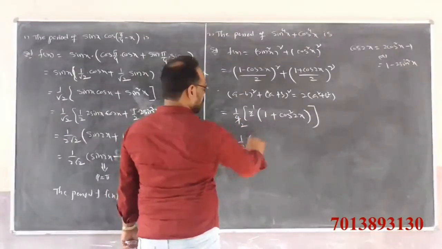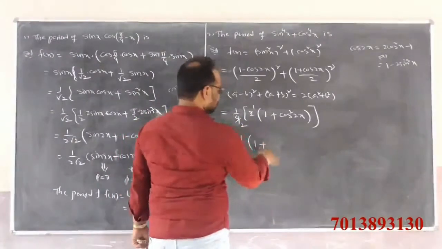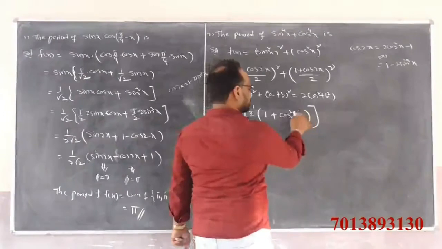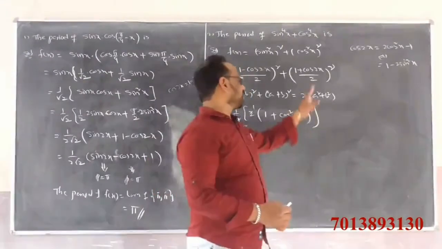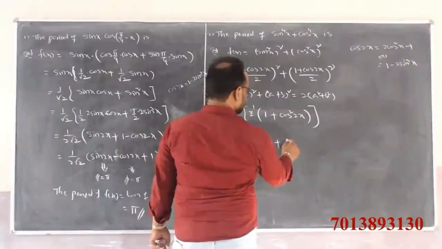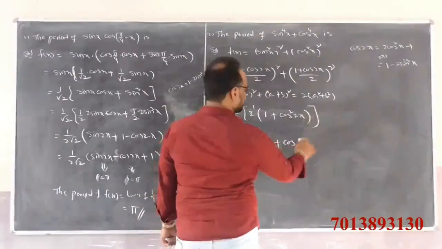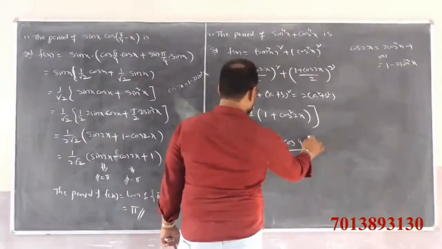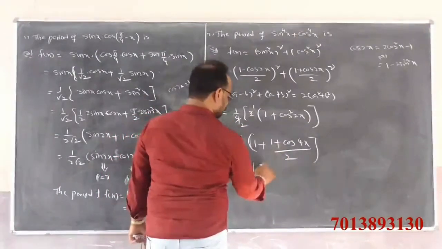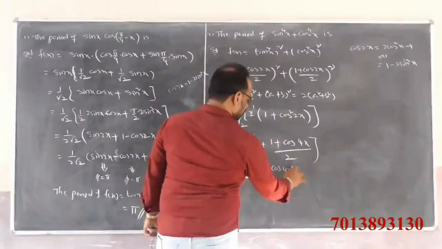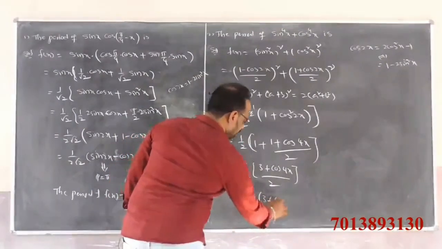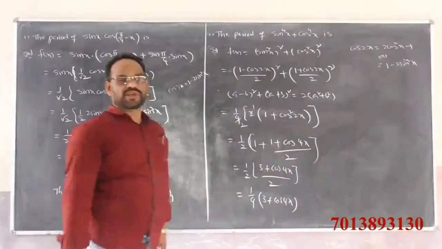That is equal to 1 by 2 into 1 plus cos square 2x. It is in the form of cos square theta. Cos square theta is equal to 1 plus cos 2 theta by 2, considering 2x as theta. So 2 theta is 2 into 2x, we get 4x by 2. If you take the LCM here, 1 by 2 into 2 plus 1, 3 plus cos 4x by 2, that is equal to 1 by 4 into 3 plus cos 4x.